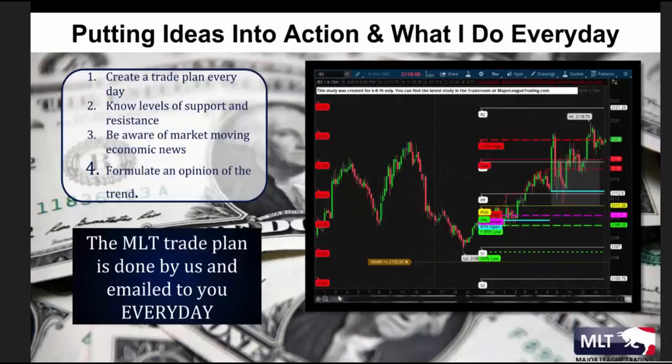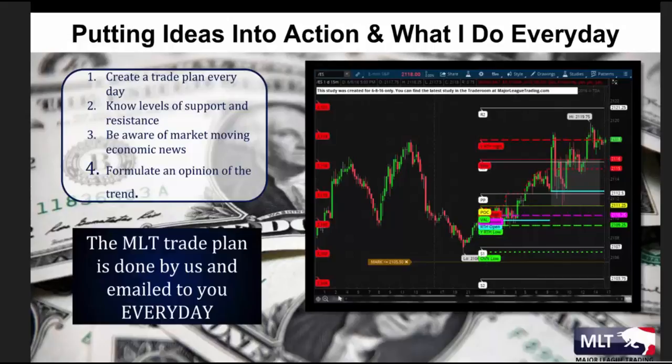Every single day, I'm in my trade room, creating a trade plan in the morning, knowing the levels of support and resistance, making myself aware of the economic news, and formulating an opinion of the trend. The trade plan I do every morning is about 15 minutes long. From there, I draw up all my levels on my chart and share them with you, and you can actually populate them on your computer screen.